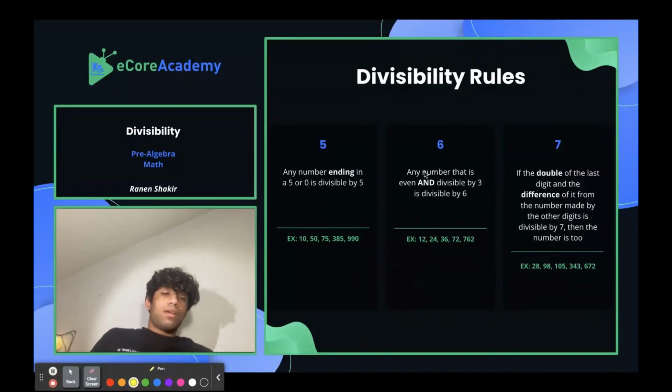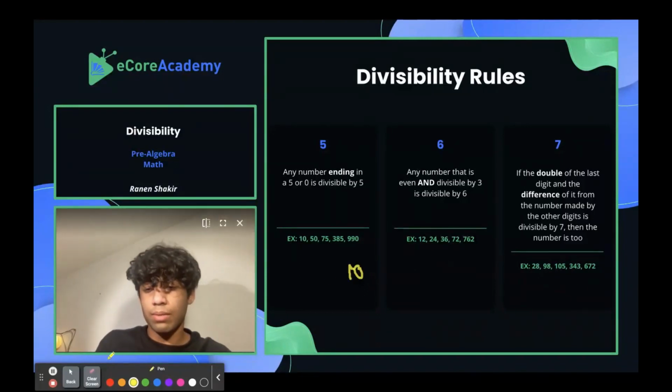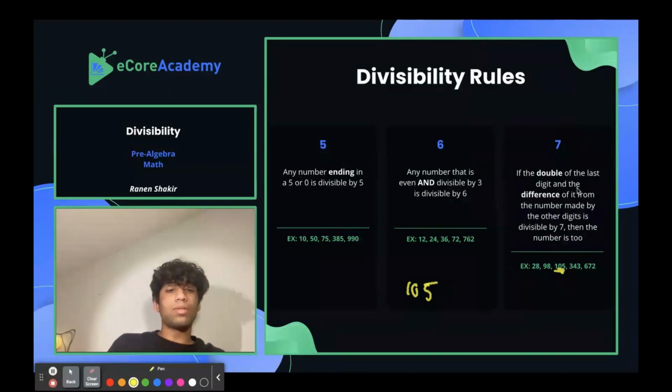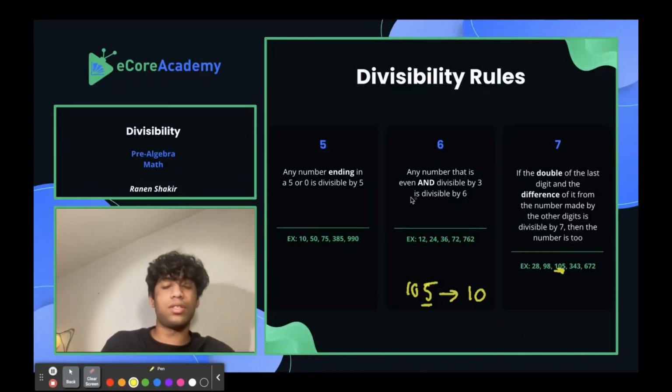All right, so this is a little annoying one, but let's take 105, which is one of our examples already. 105 right here. So it says double the last digit. So if you double 5, you'd get 10. So the double of 5, I'm so sorry, is 10. And then you find the difference of the number made by the other digits.